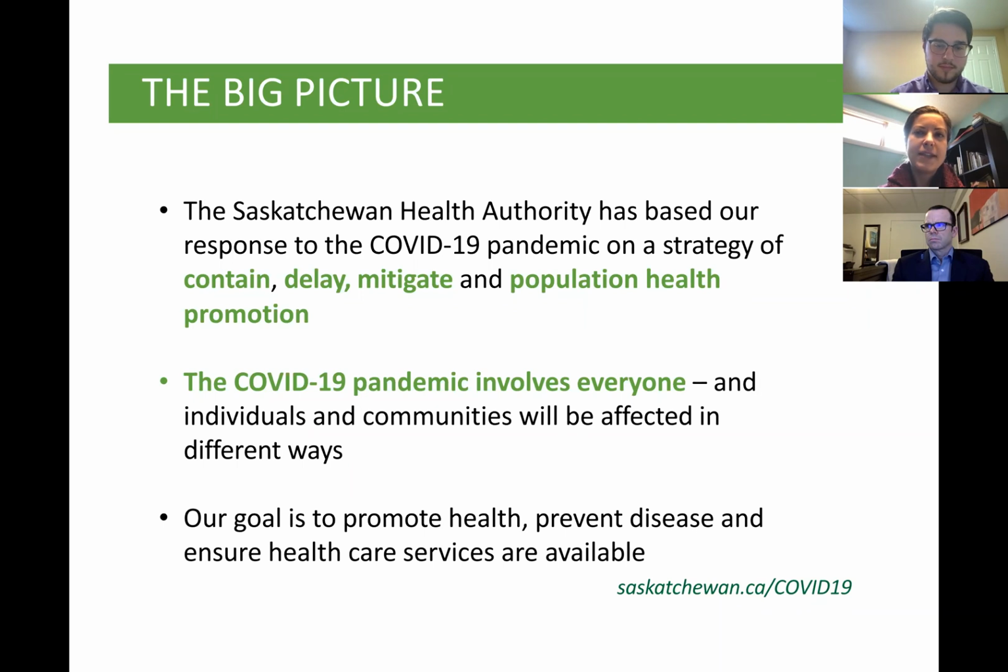We do know that the pandemic does involve everyone, but we also know that individuals and communities are affected in different ways. We do know that populations most at risk of severe outcomes include persons with underlying health conditions and also older adults, and they bear the disproportionate burden of illness. Even in the low-range modeling scenarios, we expect that there will be significant numbers of severe illness.